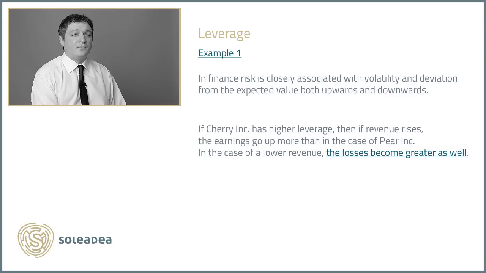If I understand it correctly, the higher the leverage, the better. The net income of Cherry Inc. increased more substantially than that of Pear Inc. I always thought that higher risk is no good. As you know, in finance, risk is closely associated with volatility and deviation from the expected value both upwards and downwards. If Cherry Incorporated has higher leverage, then if its sales revenue rises, the earnings go up more than in the case of Pear Incorporated. However, you must keep in mind that in the case of a lower sales revenue, the losses become greater as well. That's the way risk works in finance.